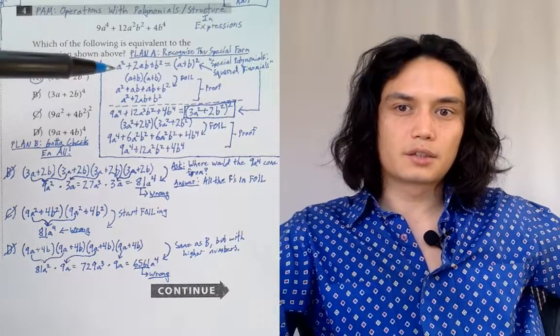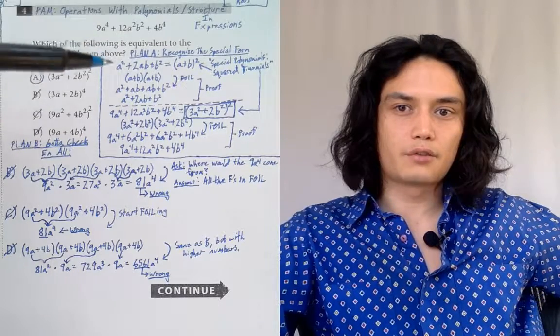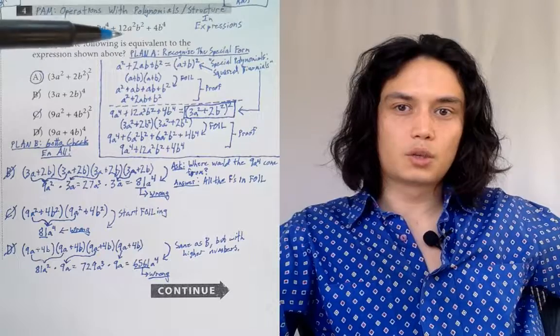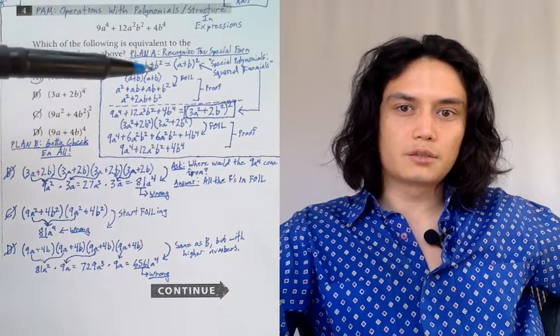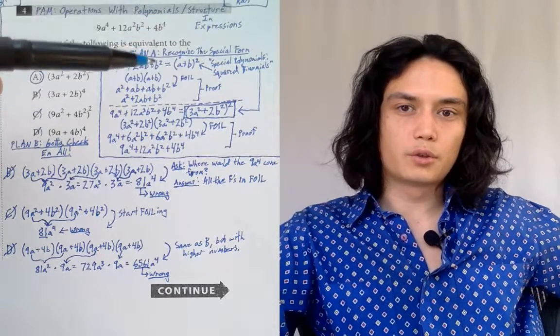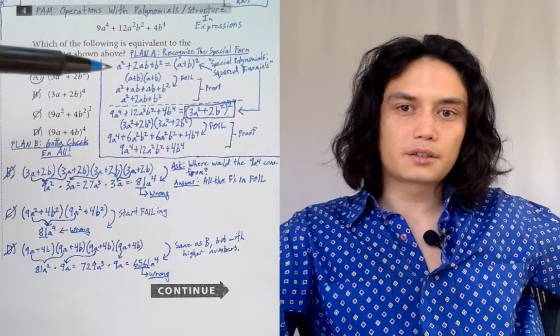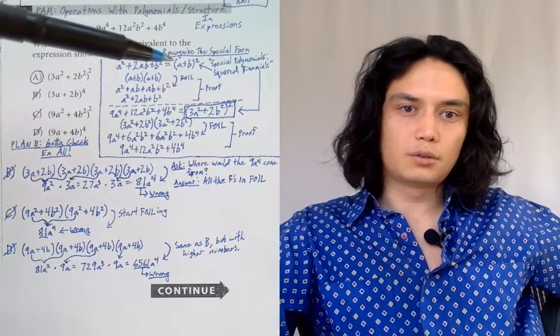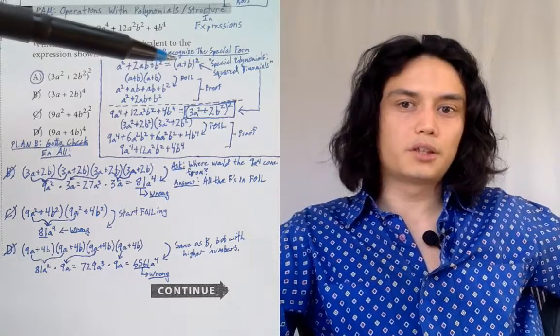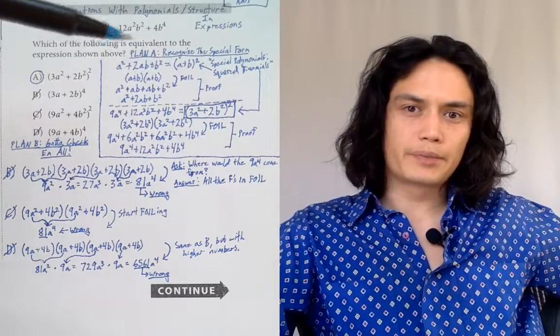And so yeah, this is kind of the same thing. Here the a squared is the 9a to the fourth. The 2ab is this 12a squared b squared. And this b squared is the 4b to the fourth. Things that look like this factor out to a plus b, squared. This is what I say.